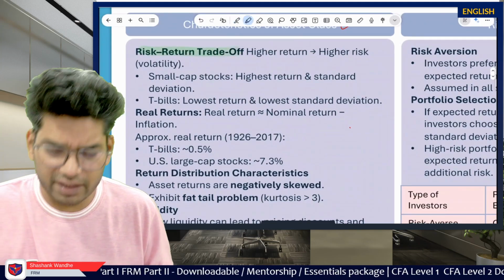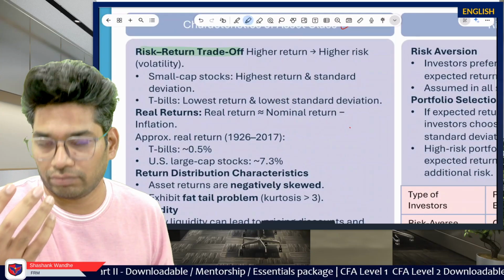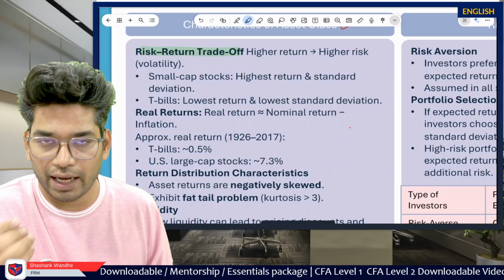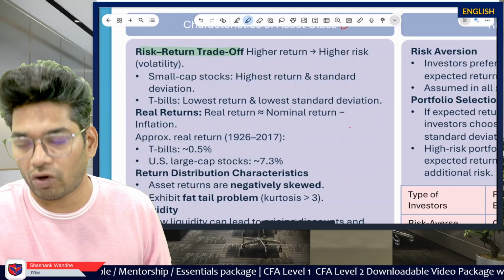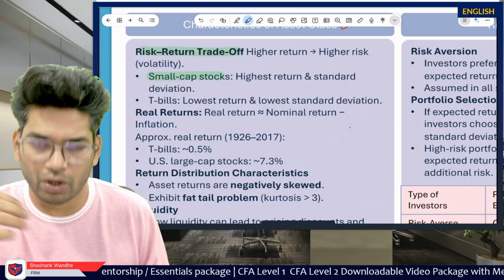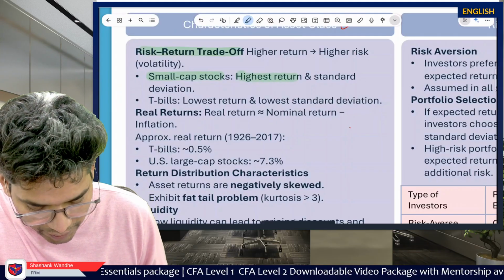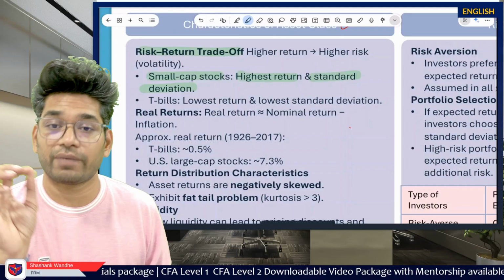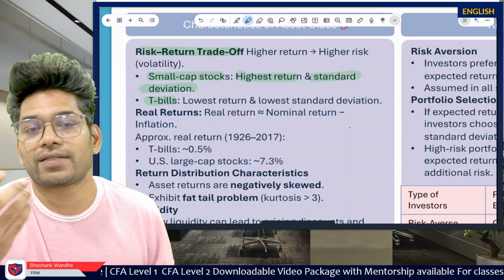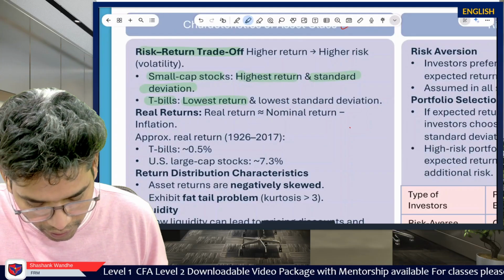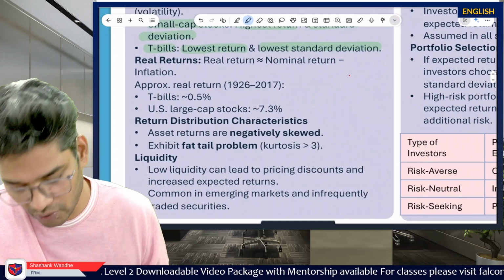First, understand the risk and return trade-off. It is simple: higher return will come with higher risk, or if you take higher risk, you will produce higher return. Then we have the related historical observations. Small cap stocks, the high risk stocks, produce the highest returns and standard deviation. Remember, this is based on historical data. And T-bills, the safest instrument to invest in, produce the lowest returns with the lowest standard deviation. Again, this is based on historical data.